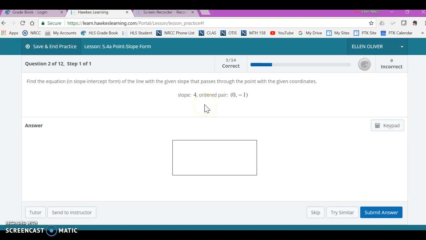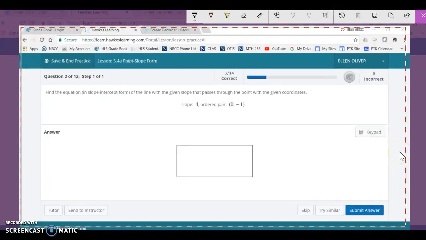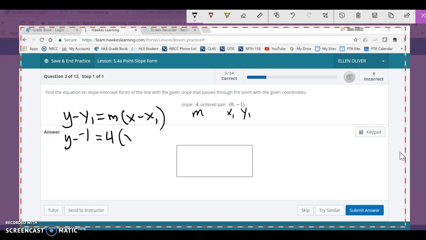All right, the slope is 4 and the ordered pair is 0, negative 1. We want to do a little work on this to make sure that we write it in simplest form. But remember, our generic form looks like this. So m is 4, x1 is 0, and y1 is negative 1. So this is going to be y minus negative 1 equals 4 times x minus 0. And then we just need to simplify this. So y minus negative 1 simplifies to y plus 1, and x minus 0 simplifies to x.